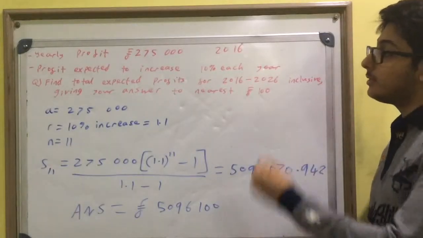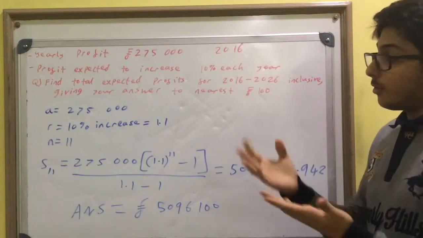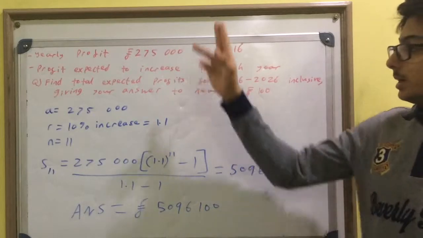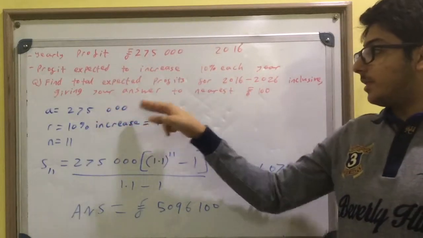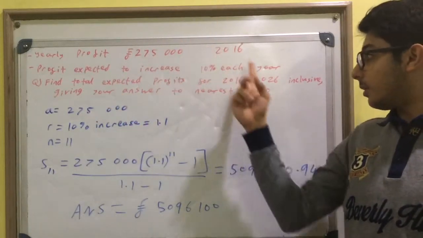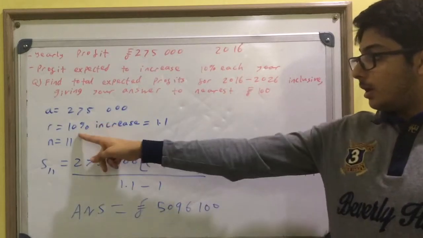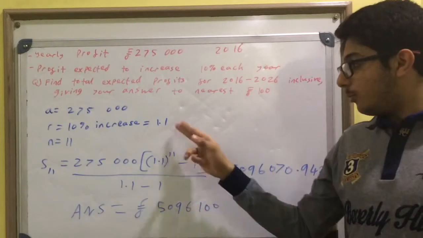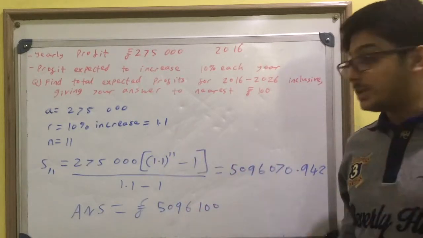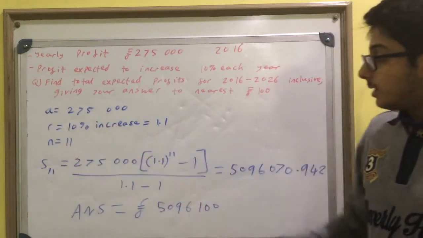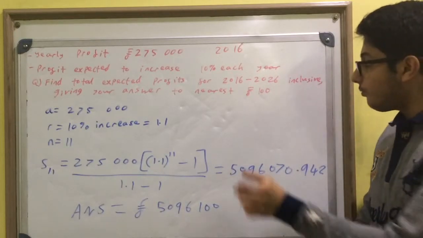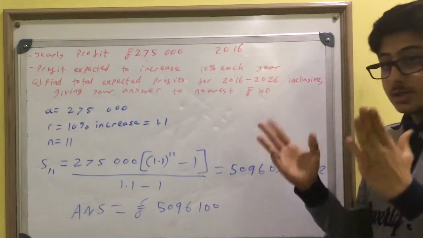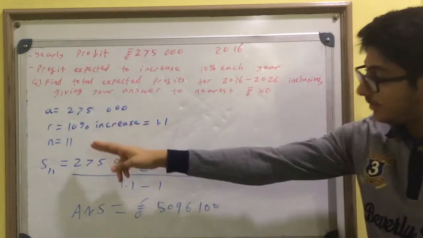Okay, so here we have to use the sum formula for a geometric series, because it's the total expected profits. So a is 275,000, that's the first term, 2016. r is going to be a 10% increase, so convert that to a decimal or a fraction, 1.1, or 11 over 10. n is going to be 11, that's the number of years. 2026 minus 2016 gives you 10, but it's inclusive, so it's 11.